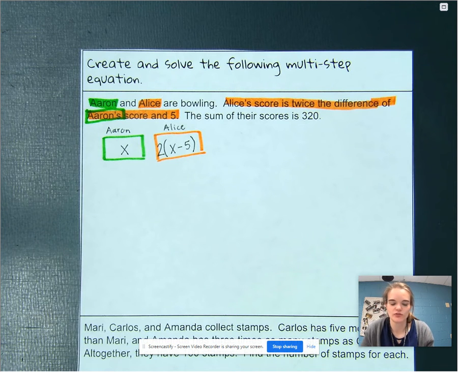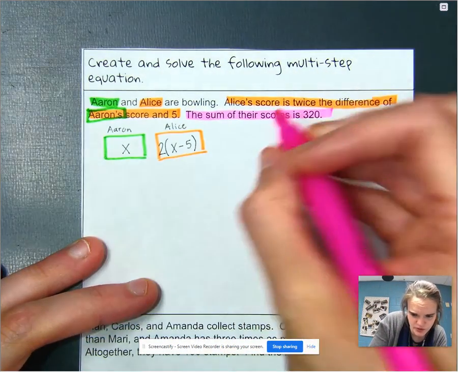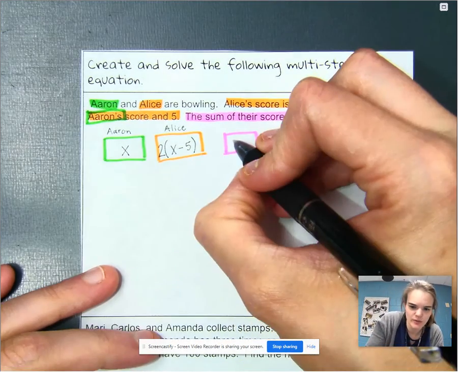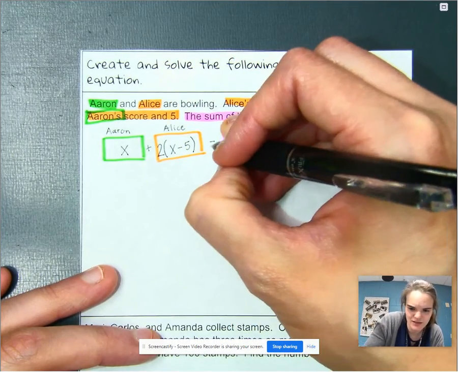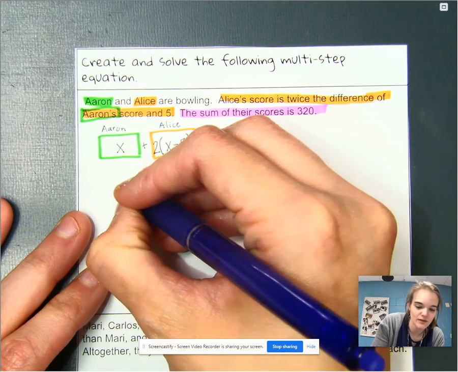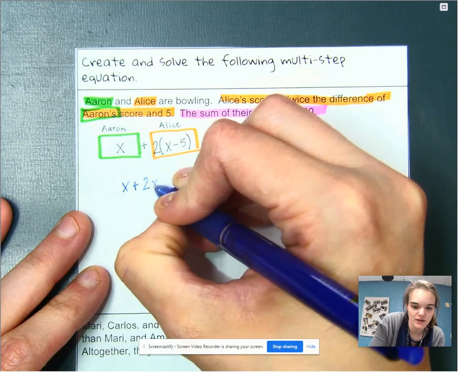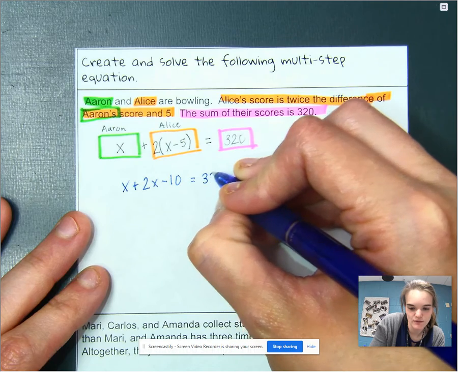Then the sum of their scores is 320. Well, we still have our information boxes here. The sum, meaning add them, of their scores is 320. So right here, the sum or the total is 320. So when we add, because it says sum, Aaron and Alice, we get 320. So now we're going to solve this. To solve this, we are going to bring down X, and we're going to distribute 2 times X is 2X. 2 times negative 5 is negative 10. And that is equal to 320.